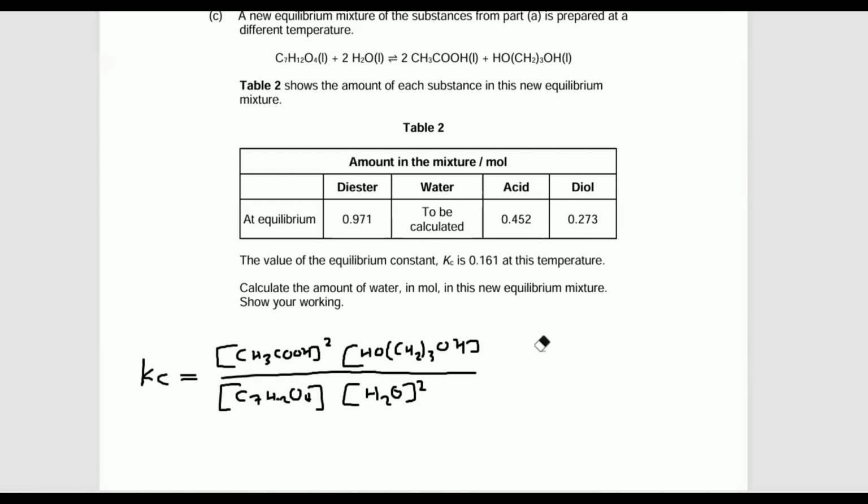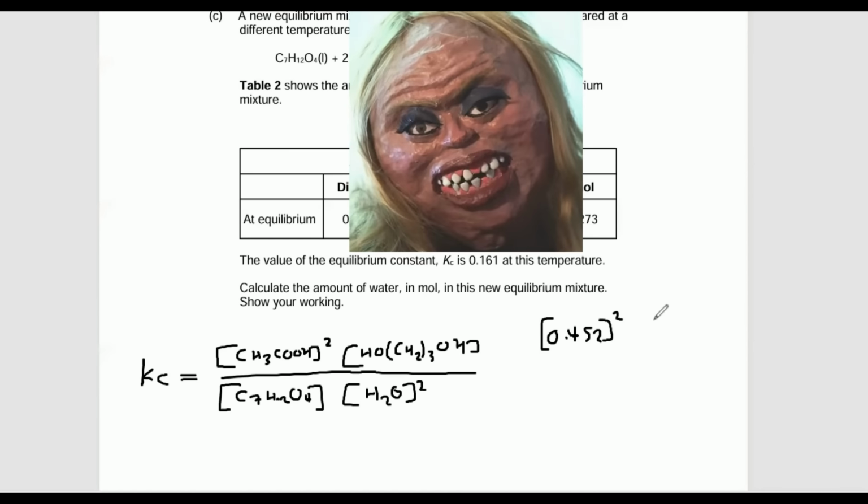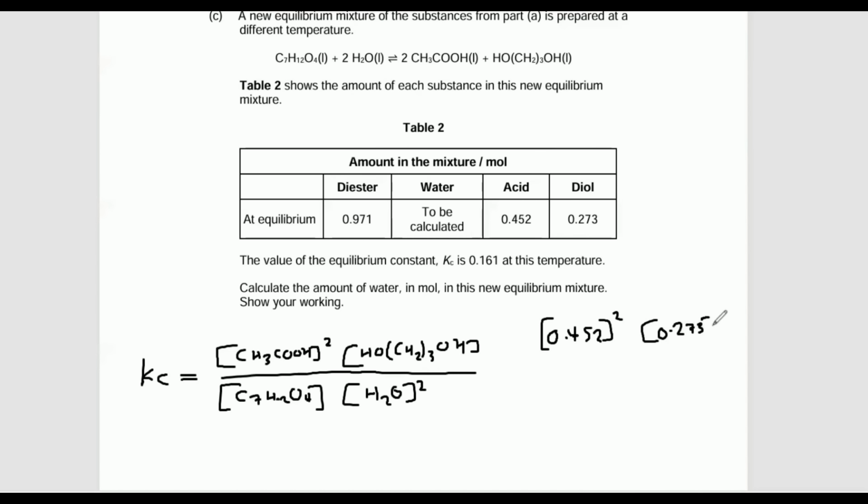So all you need to do now is plug your numbers in. I want ethanoic acid at the top, 0.452. Let's redo that. So 0.452, close the brackets, put a 2 outside because the coefficient is 2 in the equation, times the diol, 0.273, over the top of 0.971, that's for the diester, times the water, and that equals 0.61. Don't forget the water is to the power of 2 because there are 2 molecules of water on the reactant side, so I need to put a 2 outside the brackets for the water as well.